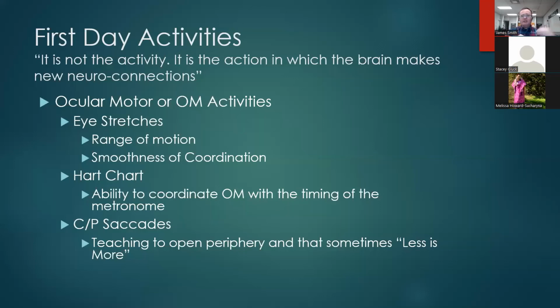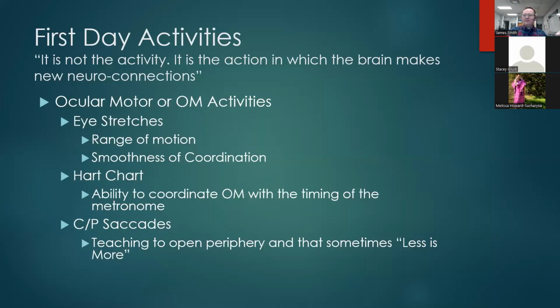CP saccades, central peripheral, put that chart up there, teaching them how to open their periphery, and that sometimes less is more. So we'll even use look hard, look soft with this periphery chart, okay? If they're looking at that center X and they focus really hard on it, what happens to the letters around it? Versus if they look really soft, how much more they can see of that periphery, and getting that open, and how less parvo, okay, gives more magno and can open up that periphery for them.